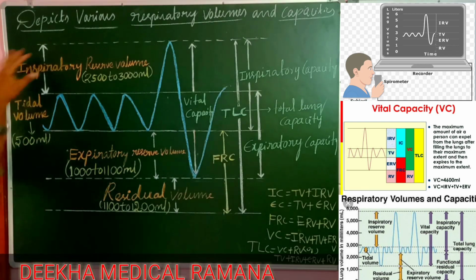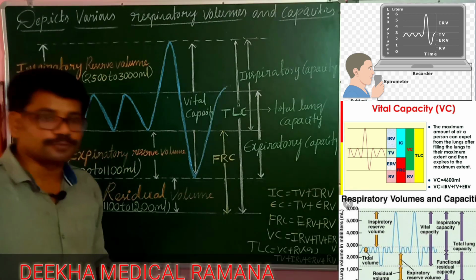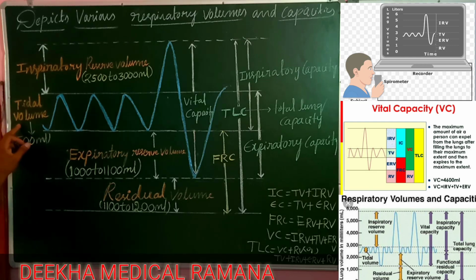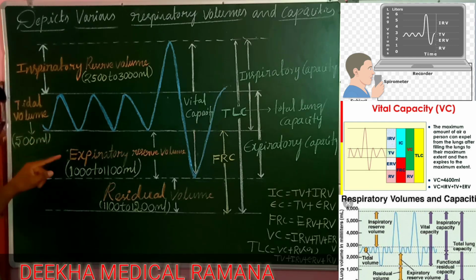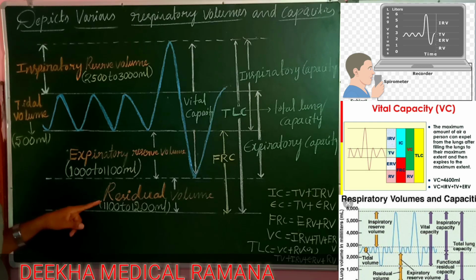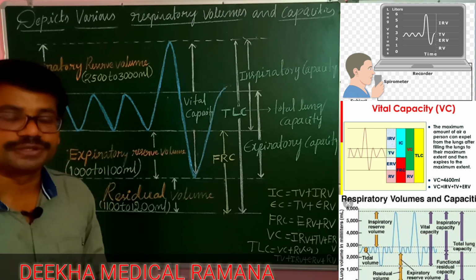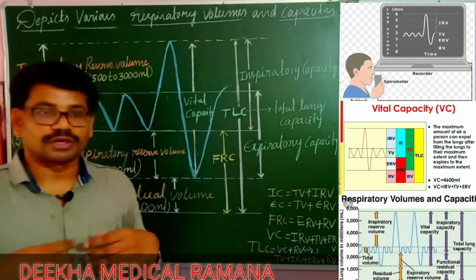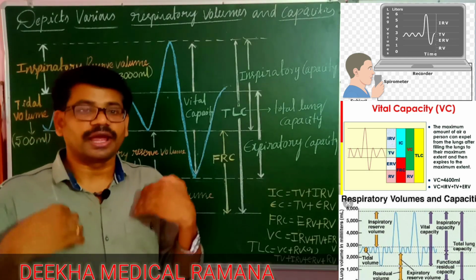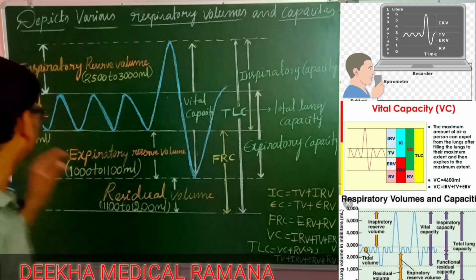Let me explain what the respiratory volumes are. Basically, there are four respiratory volumes. One is tidal volume, second is inspiratory reserve volume, third is expiratory reserve volume, and last is residual volume. Right? What is meant by tidal volume? In a normal condition in an adult human being, the volume of air inspired and expired during normal breathing is called tidal volume.